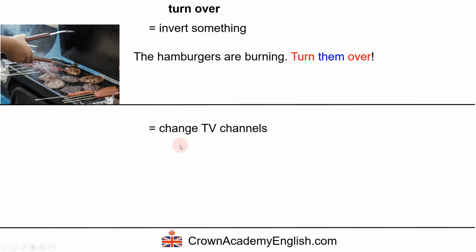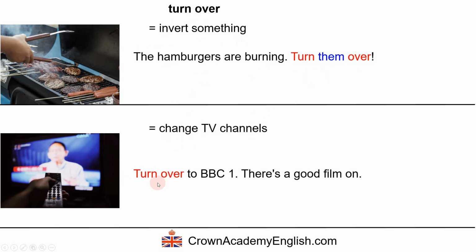And a second meaning, very different meaning, we also say turn over to change TV channels. Turn over to BBC One. There's a good film on. So notice the format here. Turn over to and then the name of the channel. So this is a very common, very popular TV channel in the United Kingdom. Turn over to BBC One. There's a good film on. Okay, so this means to change TV channels.